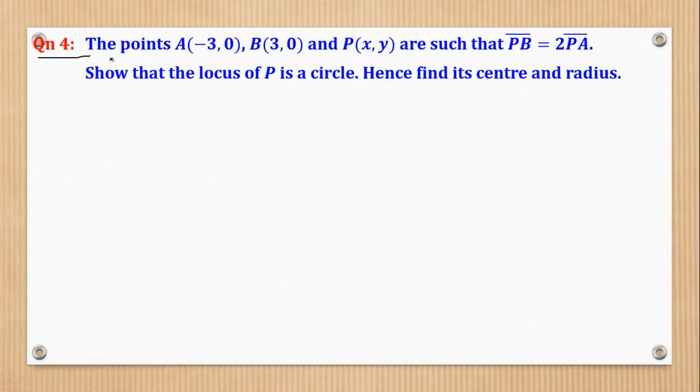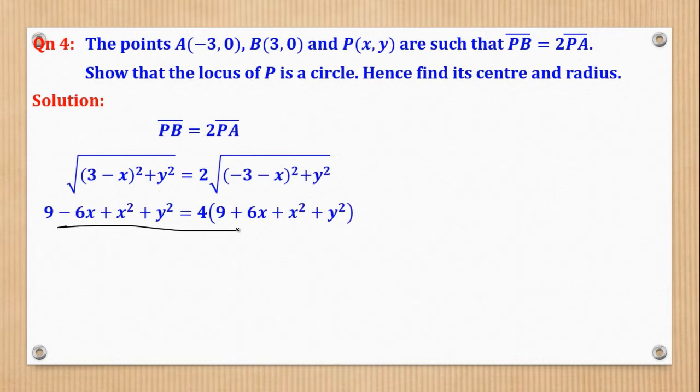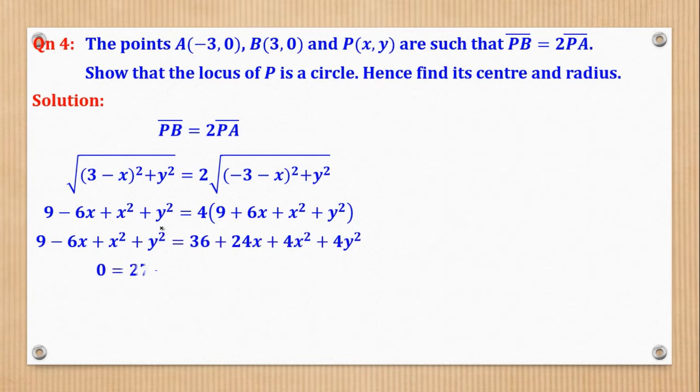Then now we shall go to question 4, which says that the points these and this are such that PB is equal to 2PA. Show that the locus of P is a circle and hence find its center and radius. So still we have to know the distance between 2 points. So between P and B is that, between P and A is that, and this 2 is maintained. Square both sides, will come up with that. Open brackets to come up with that, rearrange to come up with that, reduce to come up with that.